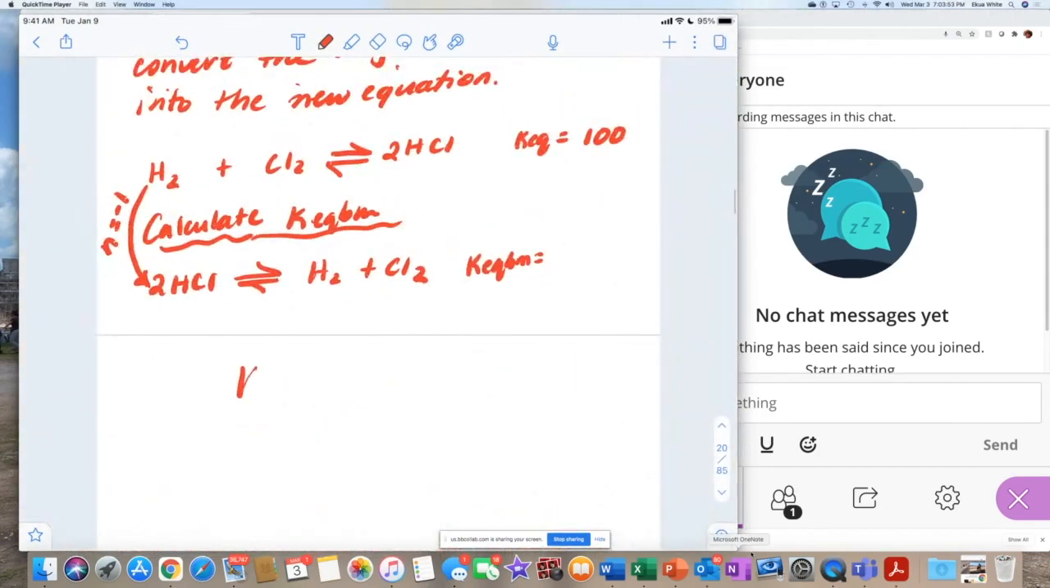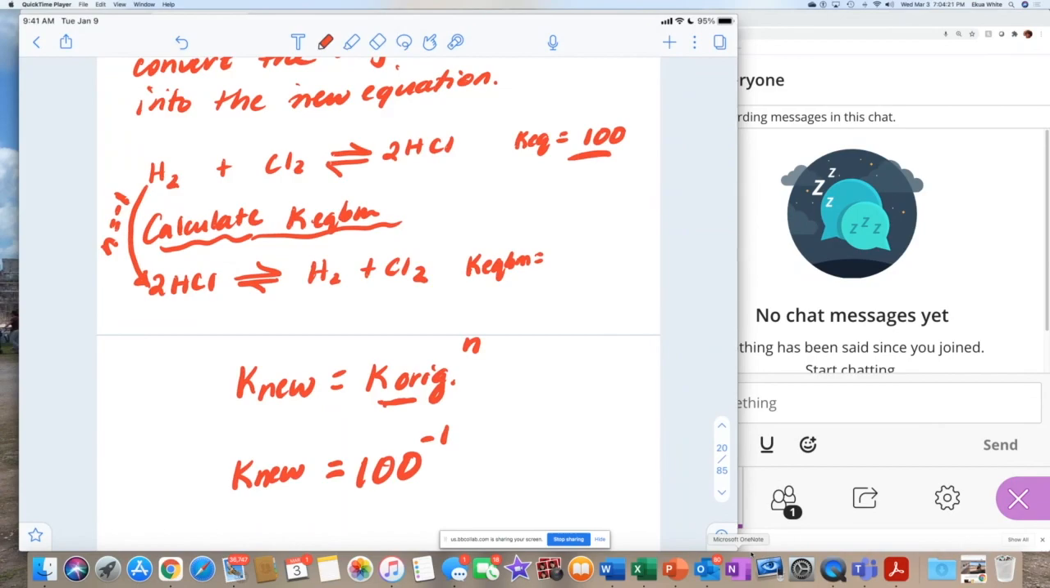According to them, to get the new K that I'm trying to solve for, I should take my K original and raise it to the power n. And then n will be that factor that I multiply my original equation by to get the new equation. What did I multiply my original equation by? -1. So here I put K original, this number right here, 100, raised to the power of the multiplier, -1, and that gives me K new.